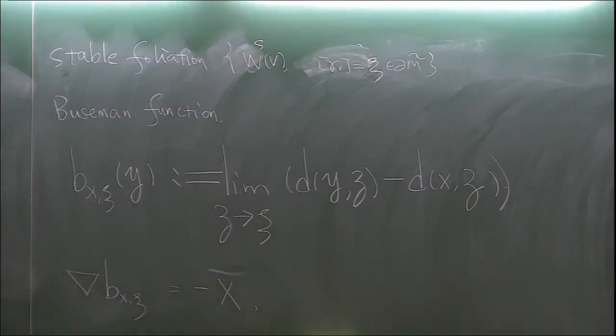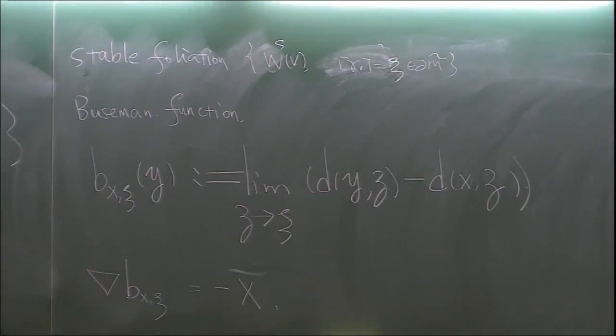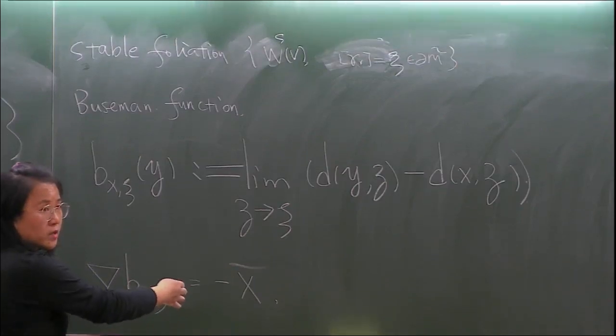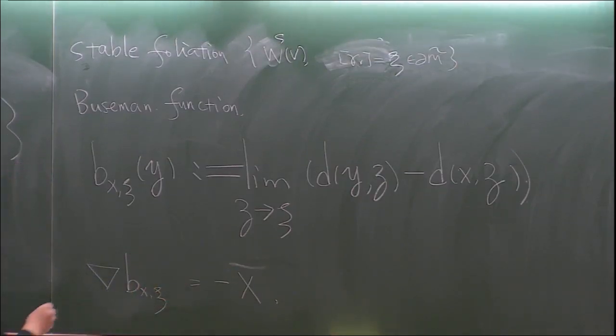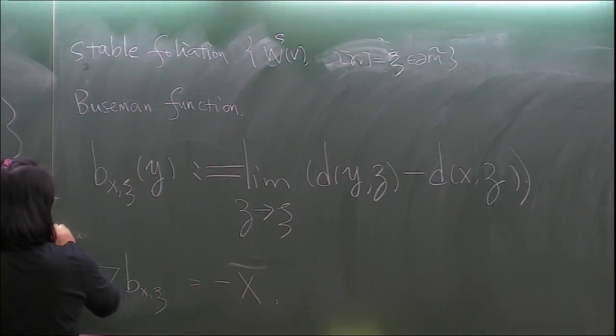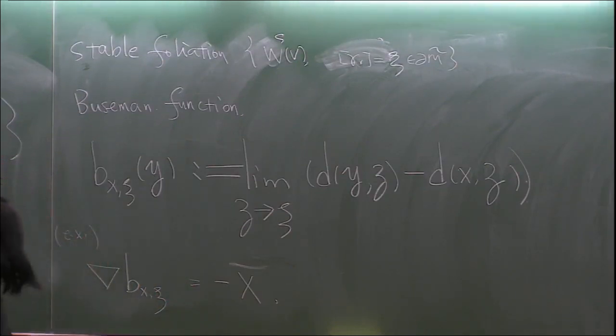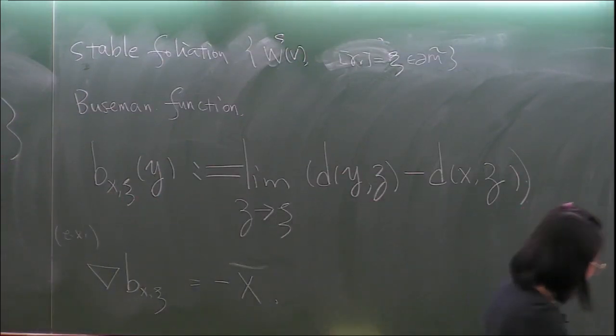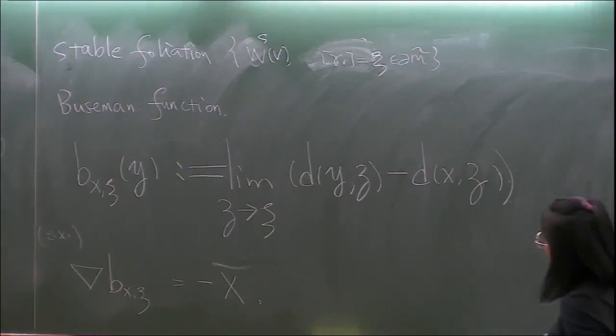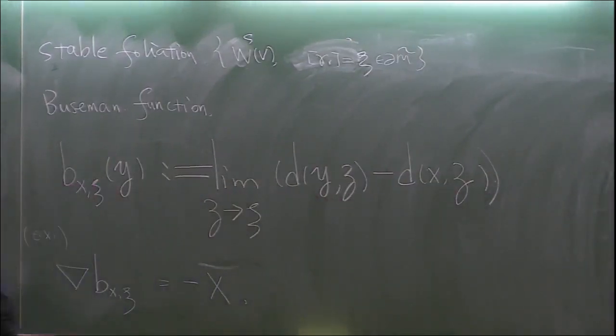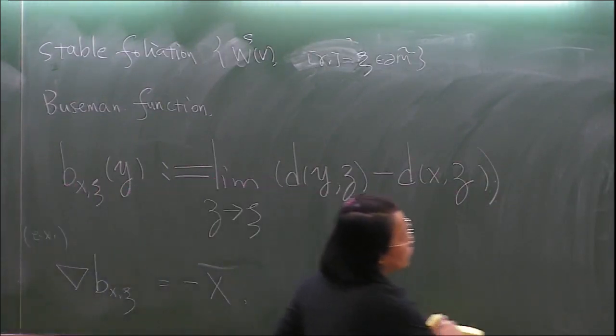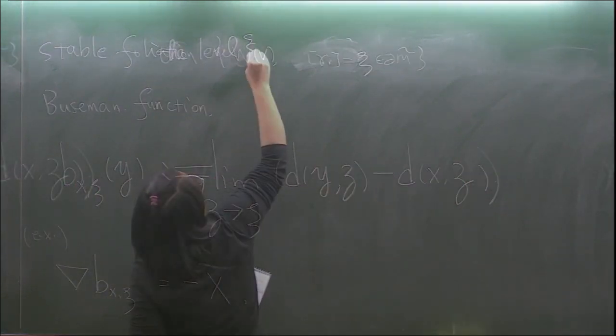Here you have a point x, and you have c here. Then you have the gradient, and you take the gradient at y equals x. This is the Busemann function. So what is the level set of this Busemann function? It is just the horosphere.